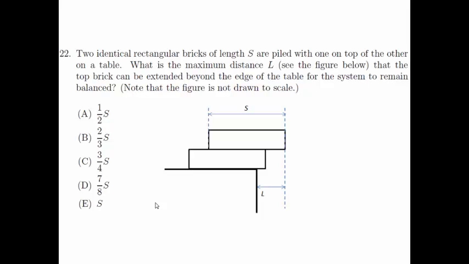Two identical rectangular bricks of length S are piled with one on top of the other on the table. What is the maximum distance L that the top brick can be extended beyond the edge of the table for the system to remain balanced? See the figure below. Note that the figure is not drawn to scale. The options are A, S/2, B, 2/3 of S, C, 3/4 of S, D, 7/8 of S, or E, S.